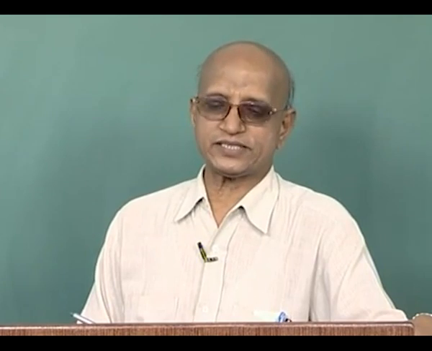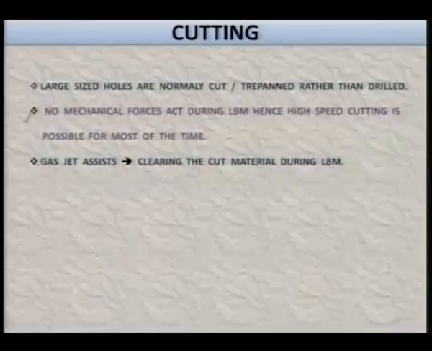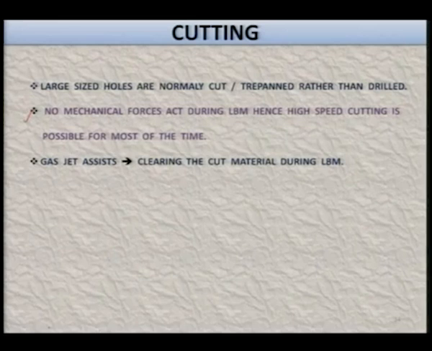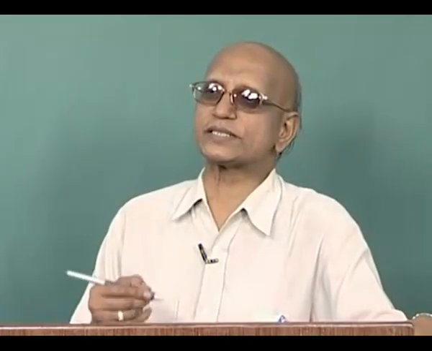Now, along with the laser beam, as we have seen earlier in the last lecture, gas is used to increase the machining rate. So, the gas jet assists in clearing the cut material during laser beam machining. When you are cutting a groove or cavity, the molten material should be ejected out, otherwise it will keep consuming the heat from the laser beam.